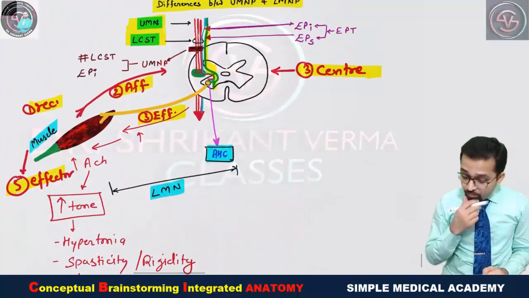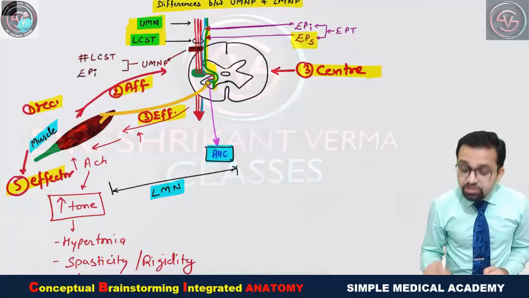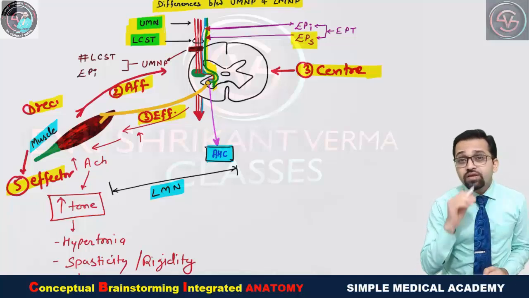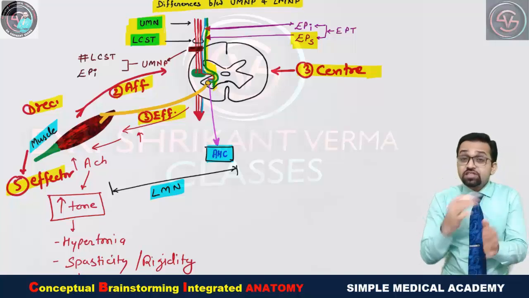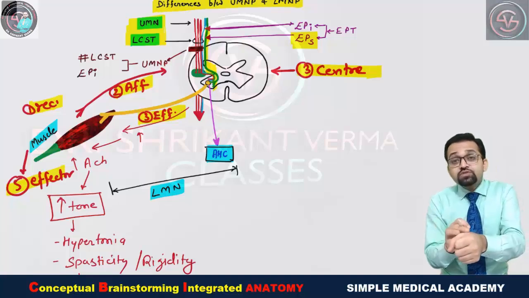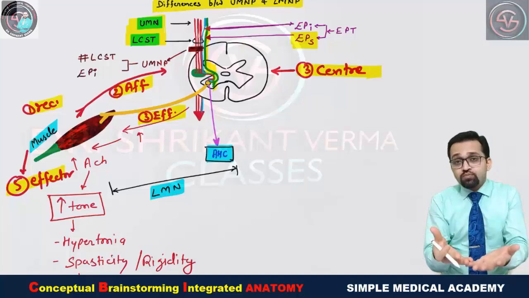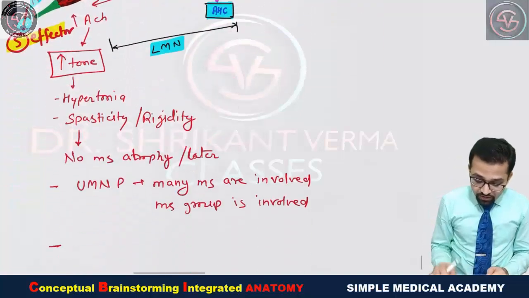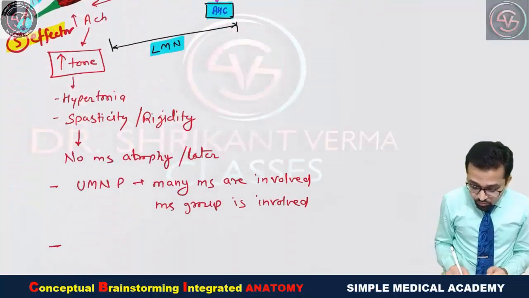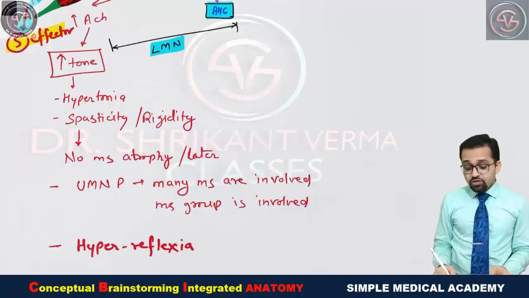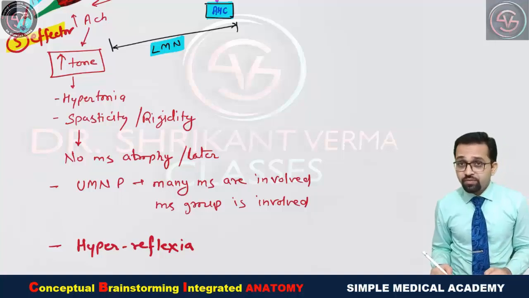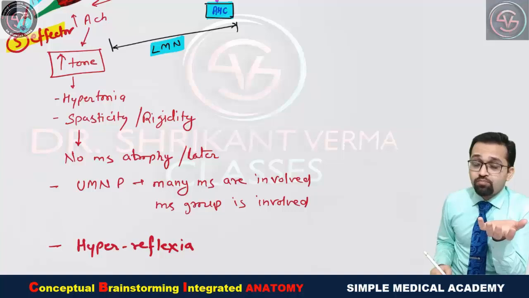Reflex will be normal, but the extrapyramidal tract stimulatory activity is still normal. So suppose you are doing a pin pricking sensation, then due to the extrapyramidal tract stimulatory activity, the muscles will show too much response. That is known as hyperreflexia. So what I want to tell you is, in upper motor neuron paralysis, reflex is normal, or you can even say hyperreflexia. Reflex response will be increased. So these are the various points which you have to remember in upper motor neuron paralysis.